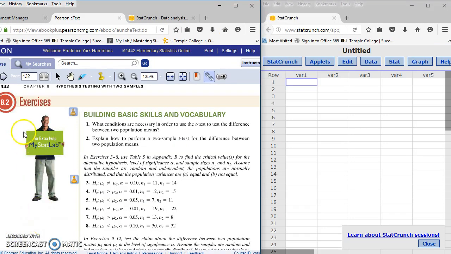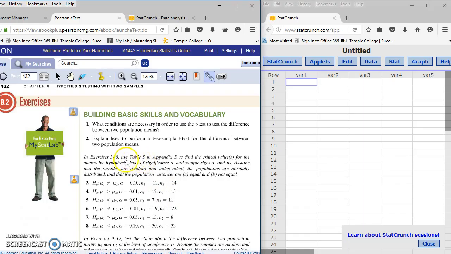I've decided to go to the exercises at the end of Section 8.2. We're on page 432 of your e-text. I'd like to look at number 4. You're given the alternative hypothesis that mu1 is greater than mu2, alpha is equal to 0.01, the sample size for sample 1 is 12, and the sample size for sample 2 is 15.